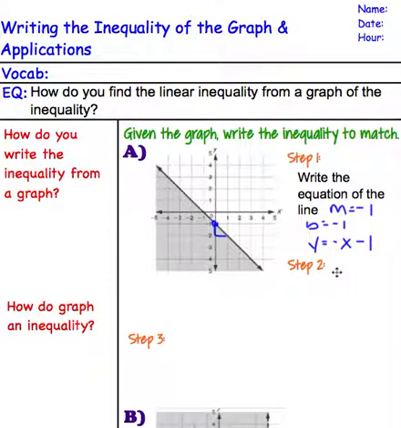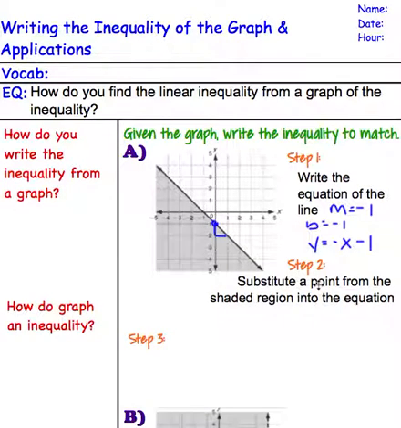Step 2 then is going to be to substitute a point from the shaded region into the equation. I like to use the rule of thumb that if 0, 0 is in the shaded region, use it. If it's not, then pick something else. I typically try to pick something that works on the x or y axis, so that I can put the 0 in on the other side. So I'm going to select the point -2, 0 because it falls within the shaded region.